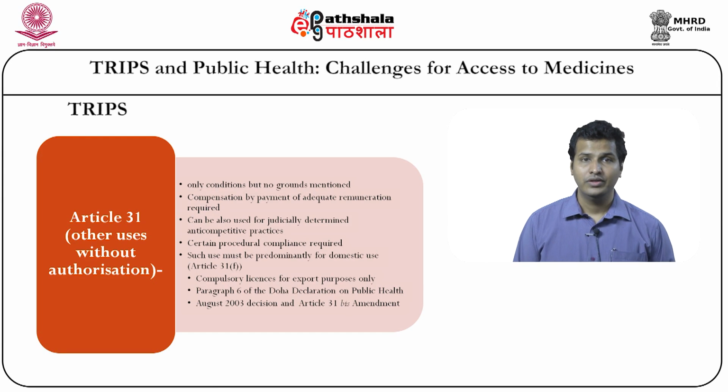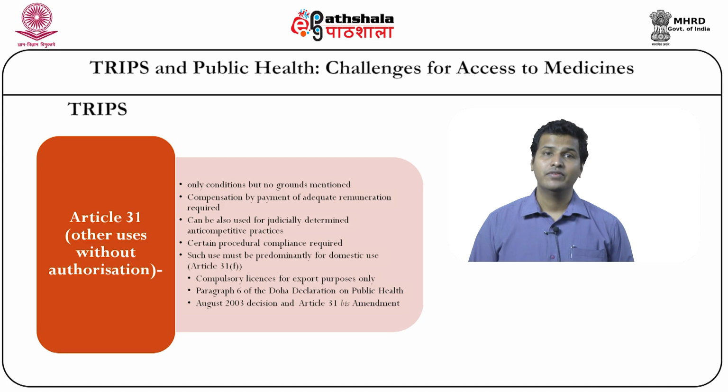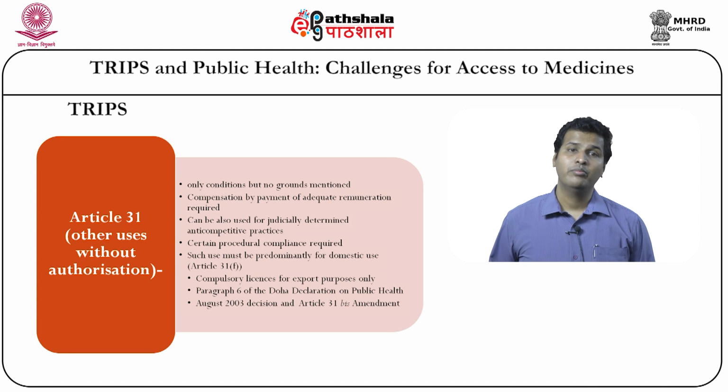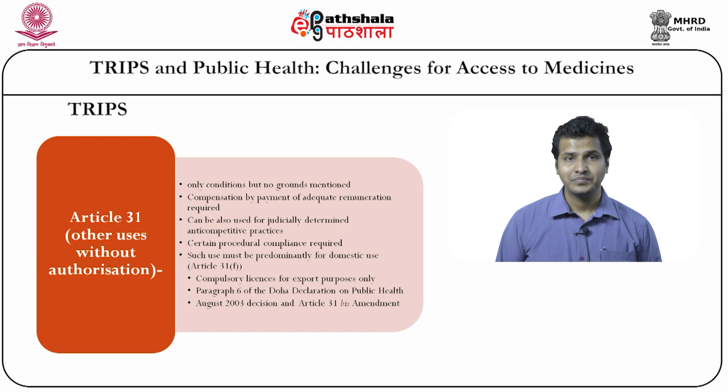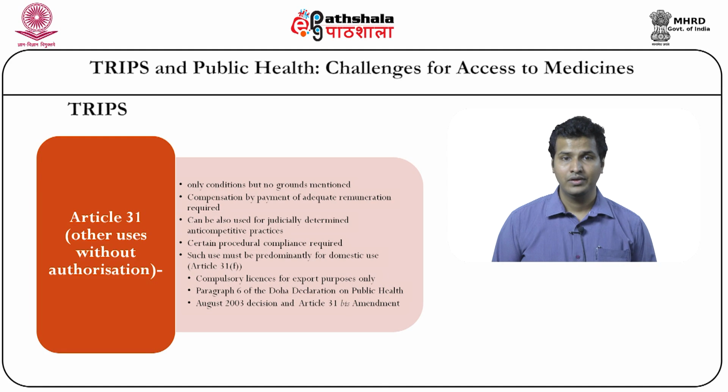The problem encountered prior to the amendment of Article 31(f) was that WTO member countries could not export their pharmaceutical products by way of a compulsory license exclusively for those countries which had no manufacturing or insufficient manufacturing capacities. That seems to be resolved reasonably by virtue of the August 2003 decision of the WTO and the subsequent amendment to Article 31 by way of Article 31 bis. However, there are important conditions attached as to how this mechanism should function.